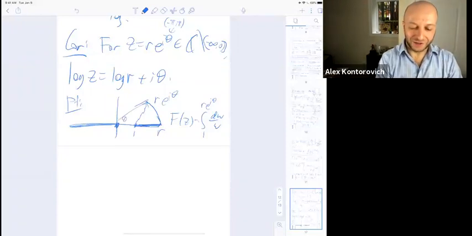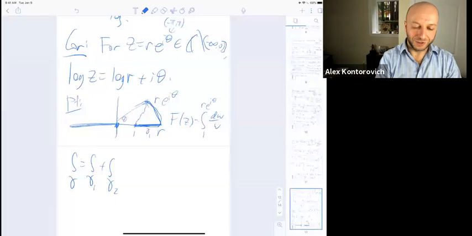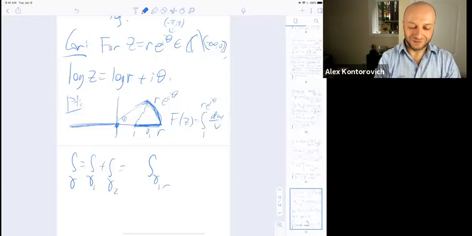So this integral over gamma is an integral over gamma 1, which is the real part, plus the integral over gamma 2, which is this bit. Let's see what that is. Integral over gamma 1, how do we parameterize? z equals x, x ranges from 1 to r, and I have an integral from 1 to r of dx over x. That is indeed the real log of r.